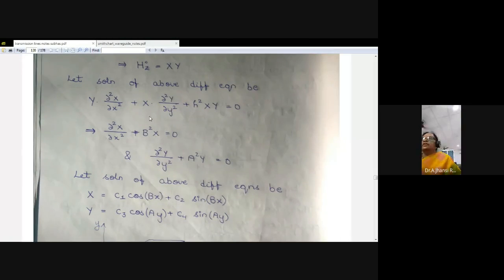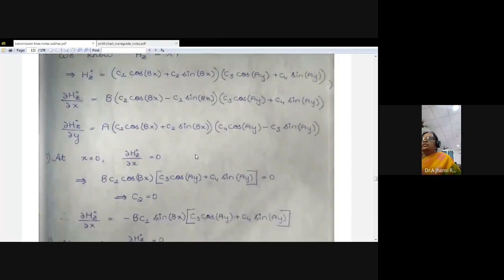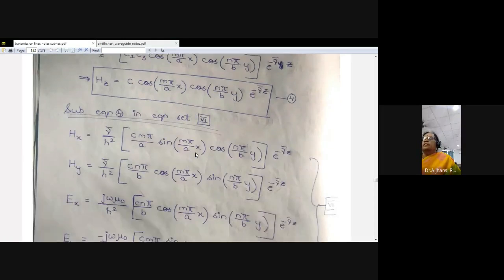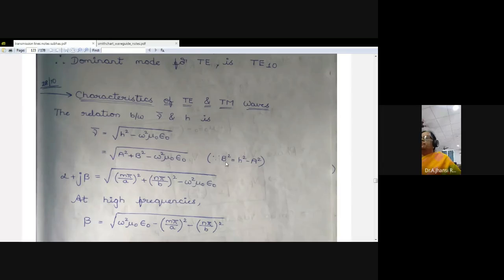This is h square for the xy component, dou square by dou y square. That simplification we are using here, that is b square equal to h square minus a square, and here h square equal to a square plus b square minus omega square mu naught epsilon naught. If you substitute b equal to 0, you will get the gamma as for the parallel plane waveguides.